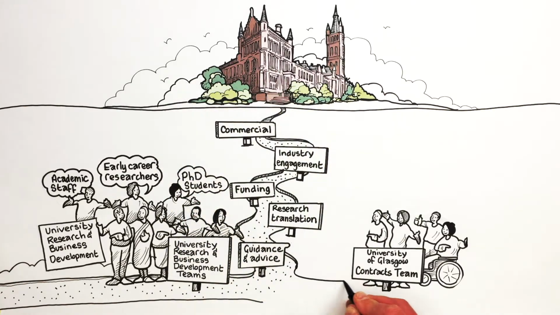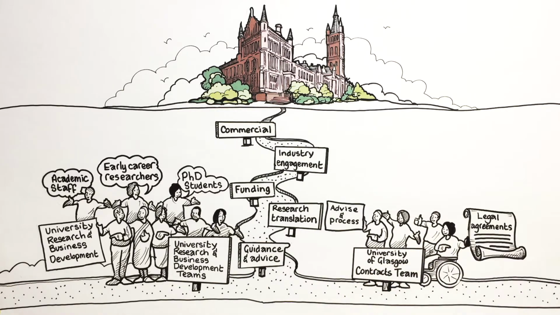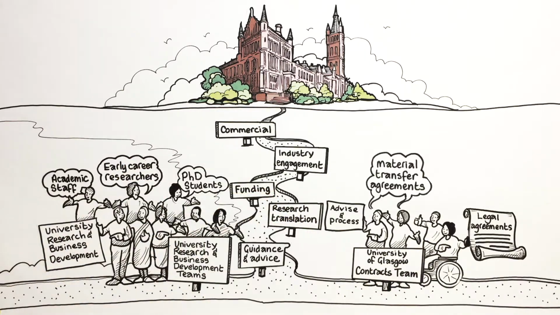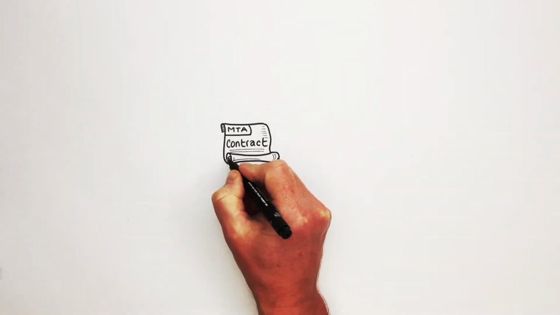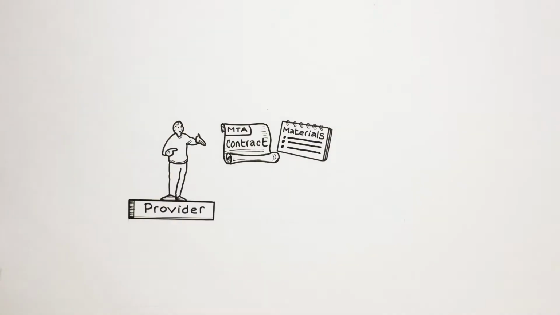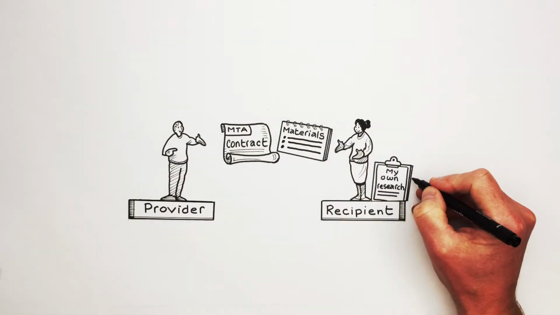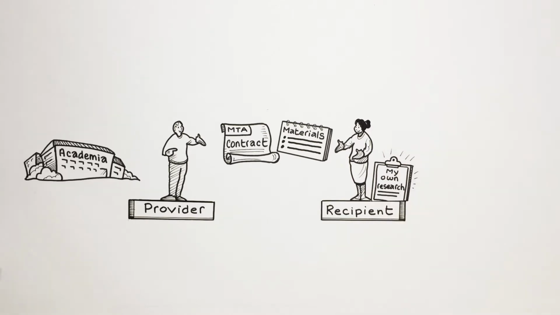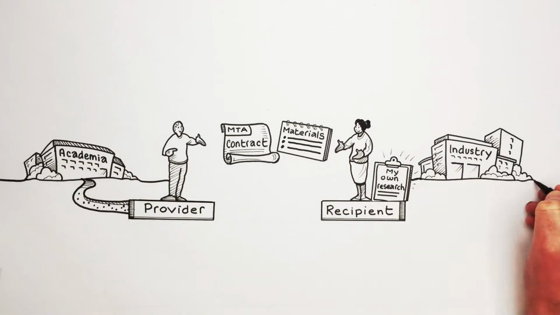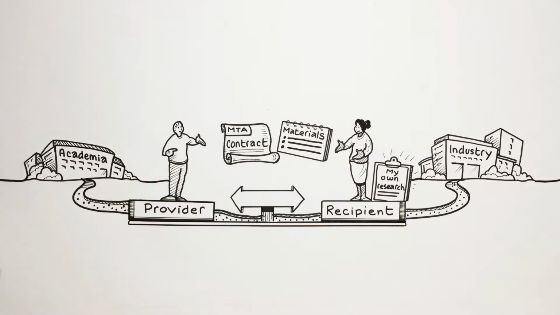Our colleagues in the University of Glasgow contracts team help advise and process a variety of legal agreements, including material transfer agreements, or MTAs. MTAs are contracts that govern the transfer of materials from a provider to a recipient who intends to use it for their own research purposes, i.e. non-commercial use. This could be from academia to industry or another institute and vice versa.